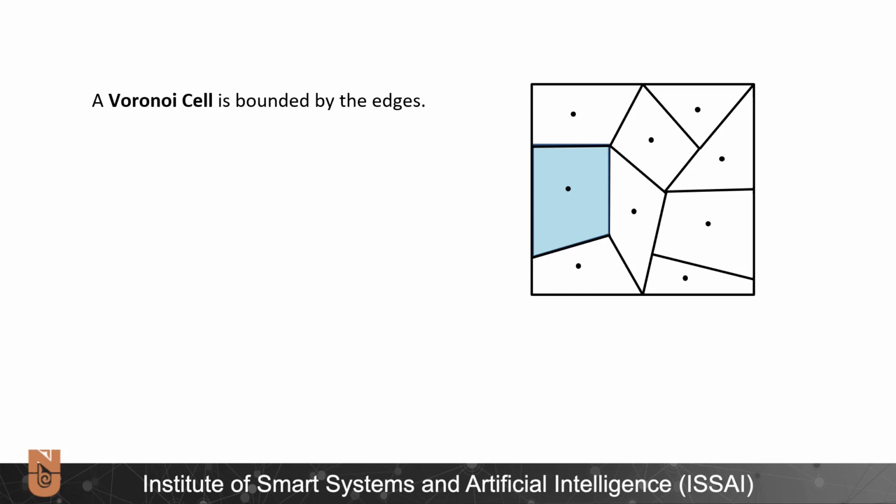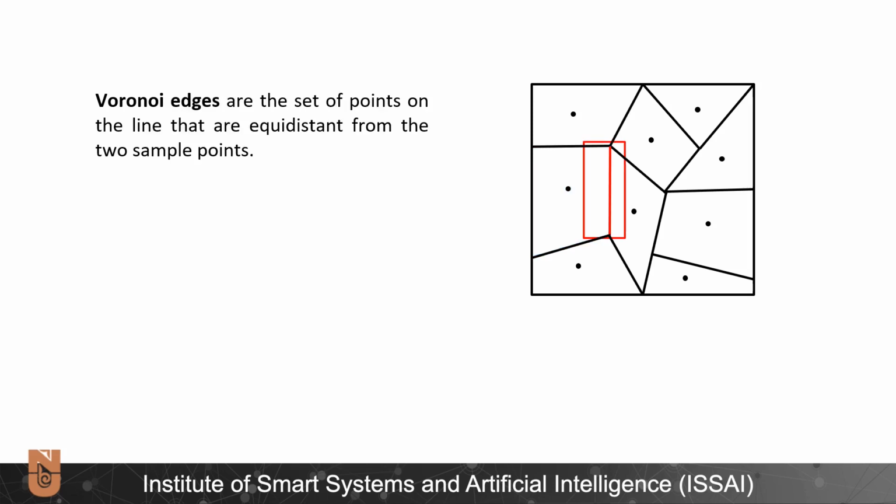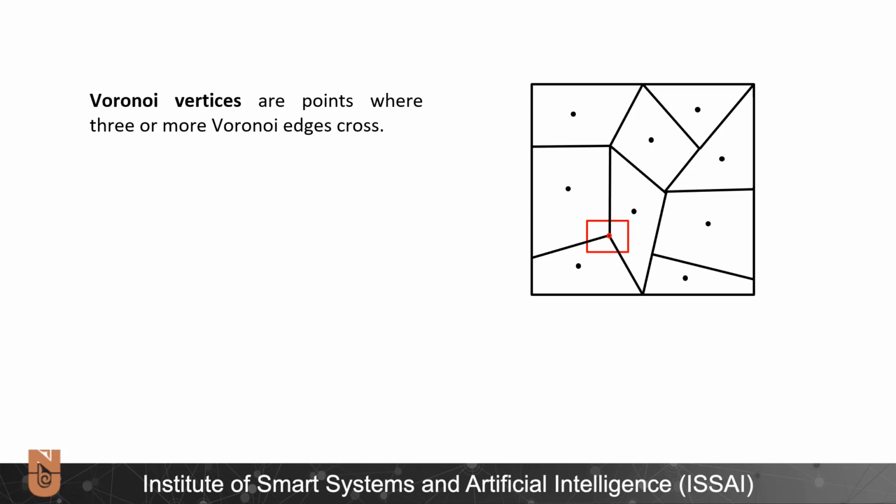Now let's cover some elements of Voronoi diagram. The first one is Voronoi cell, which is bounded by the edges. Voronoi edges are a set of points on the line that are equidistant from the two sample points. And Voronoi vertices are the points where three or more Voronoi edges cross.